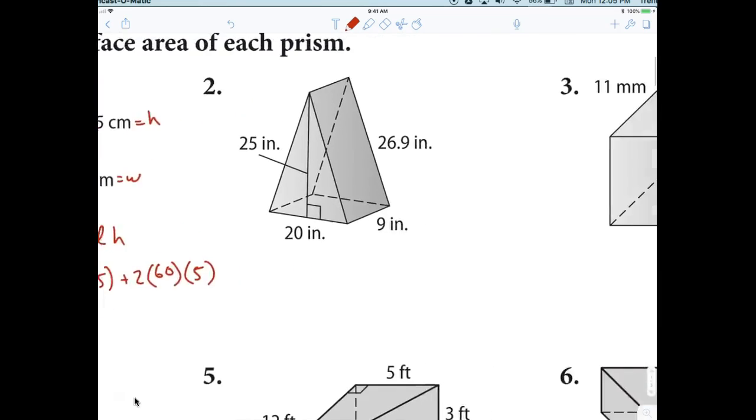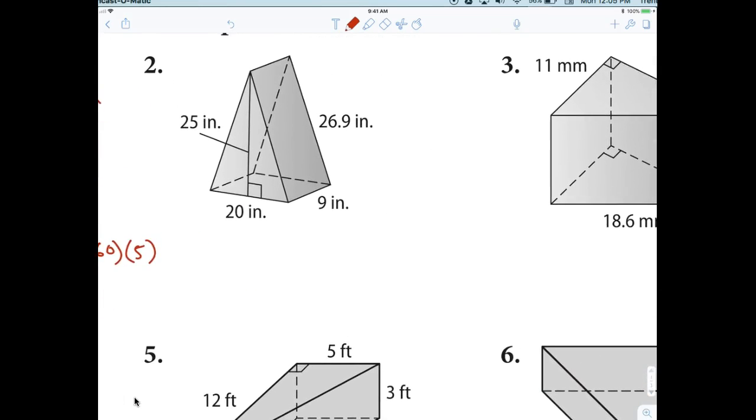All right. So now, I want everybody to look at number 2. This is called a what? Triangular prism. Now, how many triangles are there? 2. What's the area of a triangle? 1/2 base times height. Right, so everybody's going to write down the formula right now. Look how easy it is. Surface area is equal to 2 times 1/2 BH.